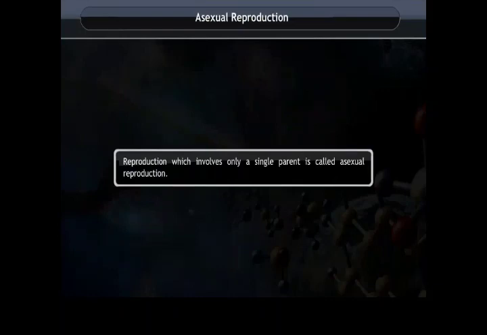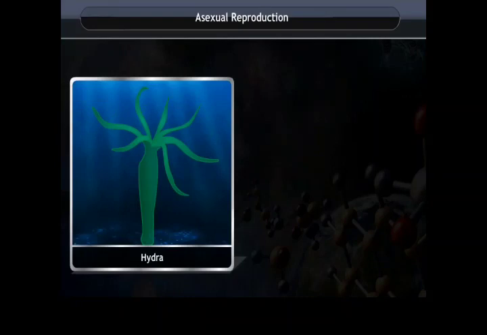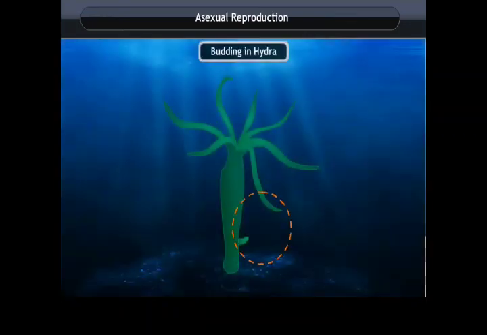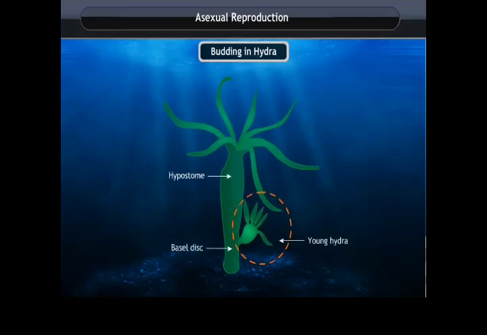Asexual reproduction. Reproduction which involves only a single parent is called asexual reproduction. Some microscopic animals such as Hydra and amoeba reproduce in a very interesting way. Let us find out. Hydra produces small bulges from the sides of its body. These bulges grow as buds and separate from the parent body. Since new individuals develop from the buds in Hydra, this type of asexual reproduction is called budding.